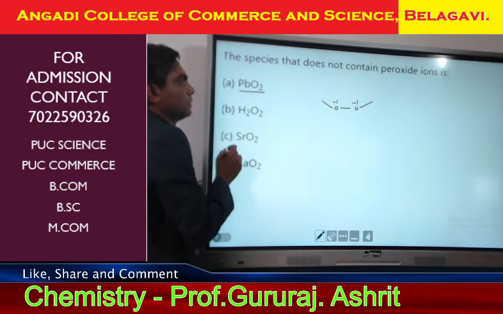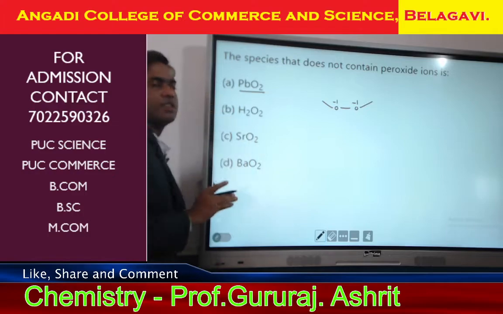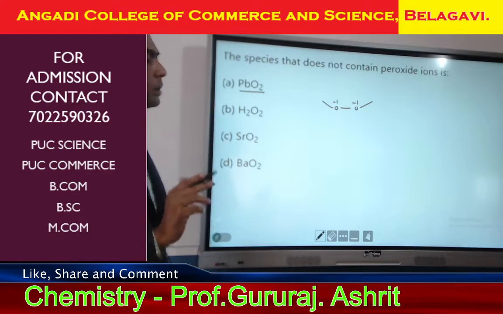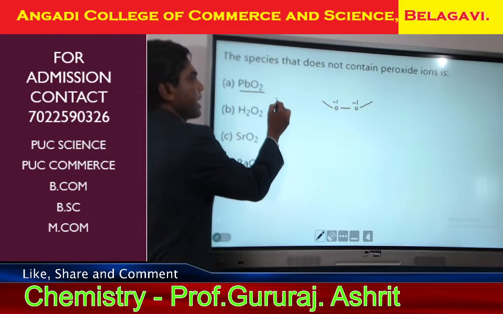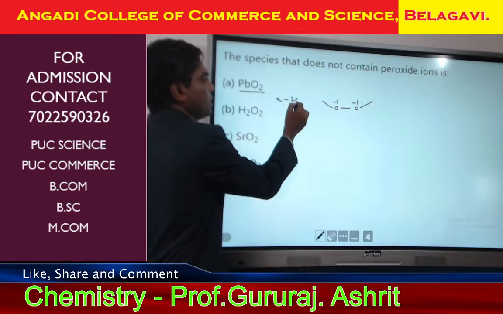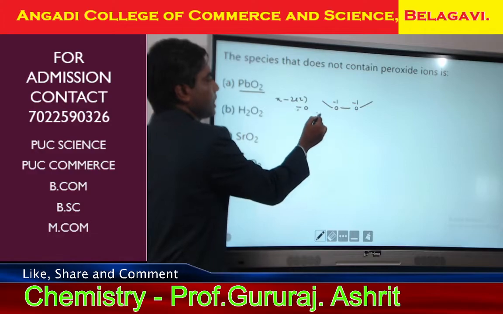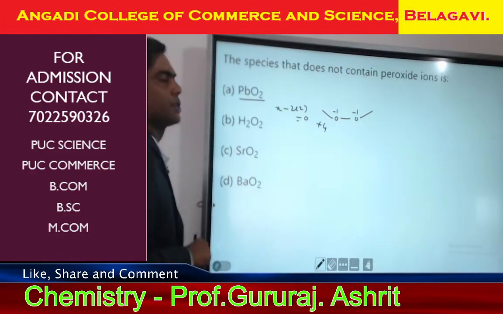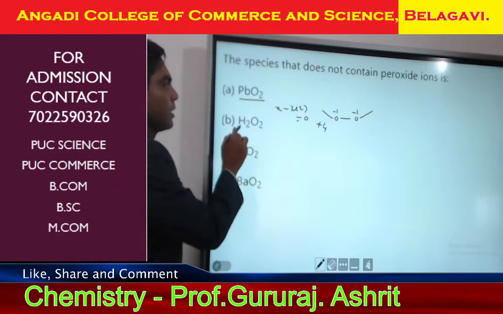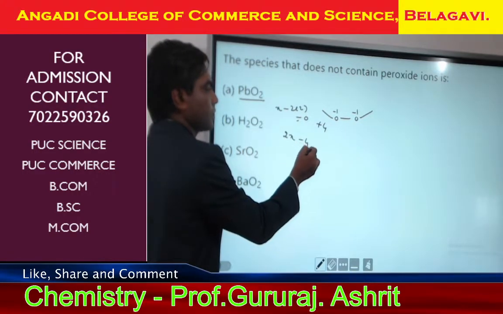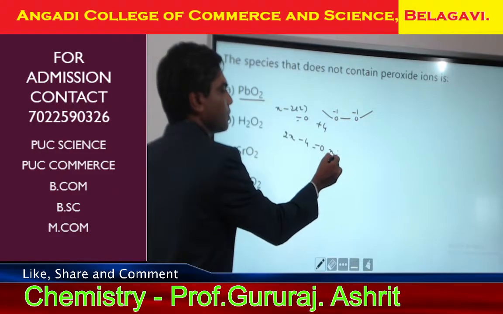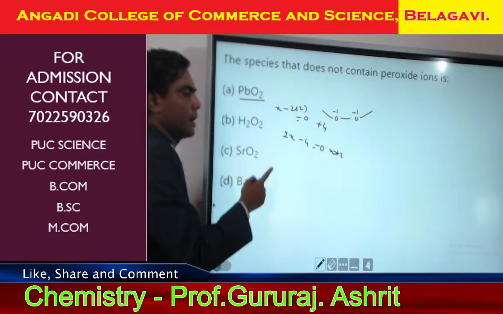PbO2. If the oxygen charge is -2, then only you get the Pb charge correctly. So what I will do is x minus 2 into 2 is equal to 0, it becomes +4. Lead charge is +4. Okay, here I will find 2x minus 4 is equal to 0, x is equal to +2. Here I will get like that.